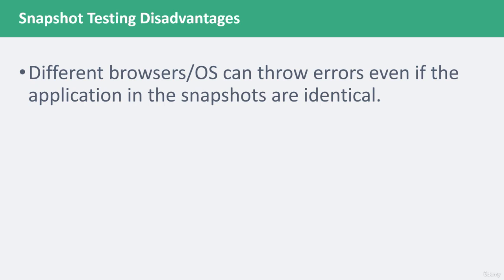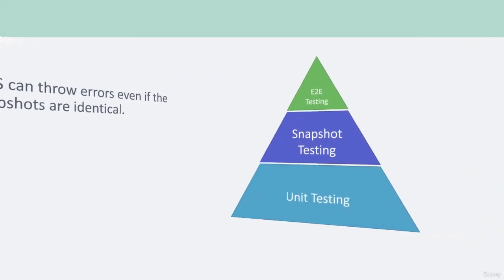Snapshot testing, similar to the other types of tests, comes with a set of challenges. The biggest challenge is being able to test on different browsers and operating systems. The smallest differences can cause a test to fail. There are ways around this, which I'll discuss later in the section.